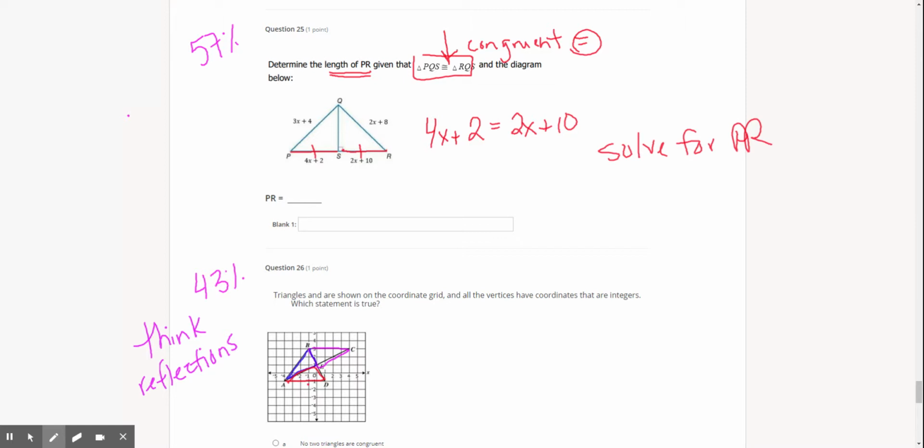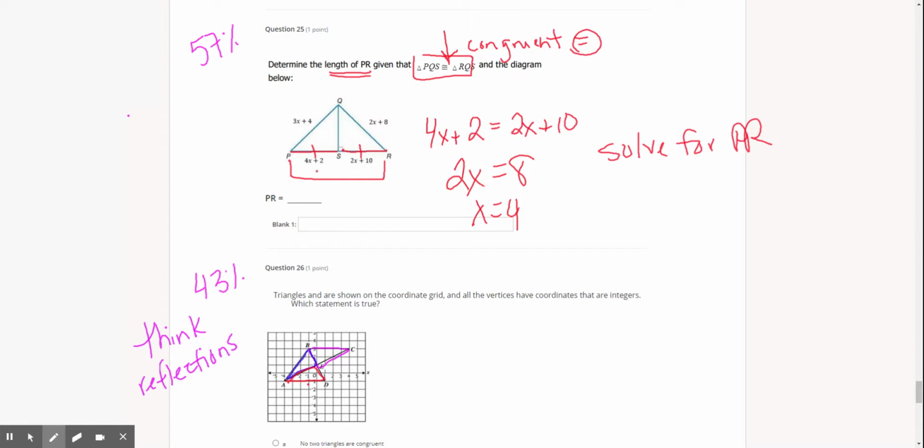So I'm looking for the length of PR. That's my question. So this triangle has been bisected. QS is bisecting PR. So PS equals SR. So we solve that equation. Subtract the 2x and we get 2x. Subtract the 2 and we get 8. So x equals 4. But don't stop there because remember we're asked for PR.